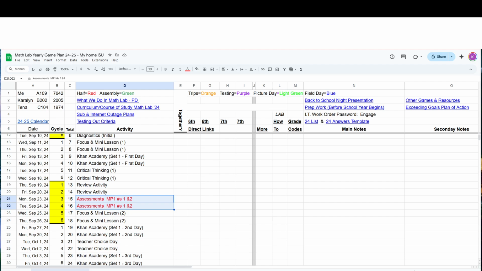Once they've completed the Ed Puzzle quiz, they then take the second quiz. The second quiz consists of them creating a video tutorial and demonstrating their knowledge, picking any topic that they want. The only stipulation is the topic must be from something they experienced in our class. In other words, it can be from the focus, mini lessons, Khan Academy, or the critical thinking activity.